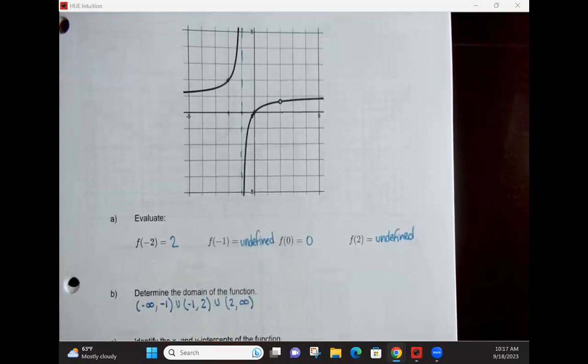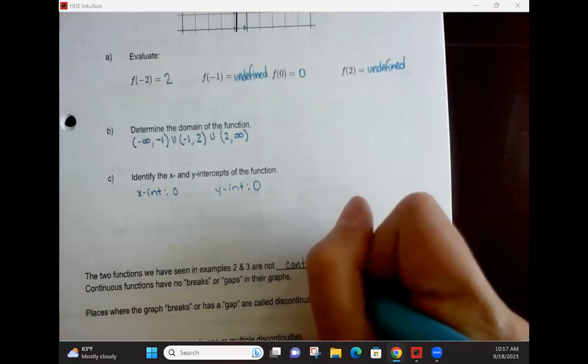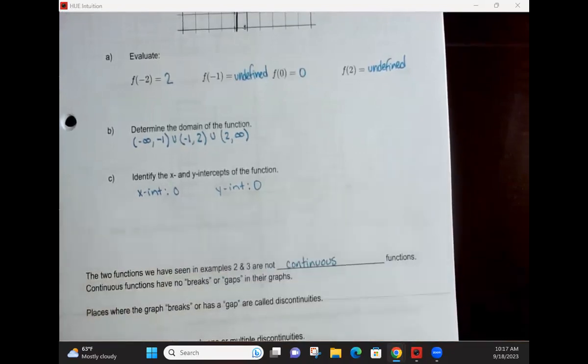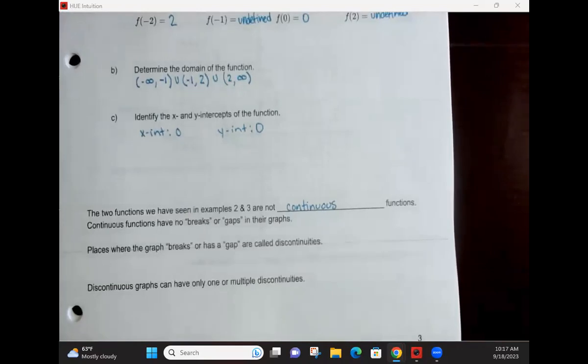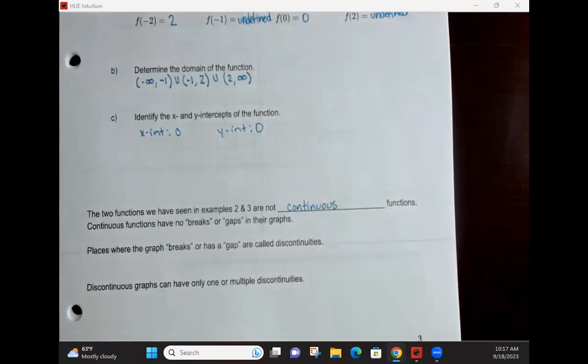Okay, so we talked about domain. Now let's talk about continuity. The functions that we've looked at so far, for examples 2 and 3, have not been what we call continuous. They are not continuous because they've had breaks in the graph at some point. Breaks, gaps, sort of splits in my functions. That makes them not continuous.